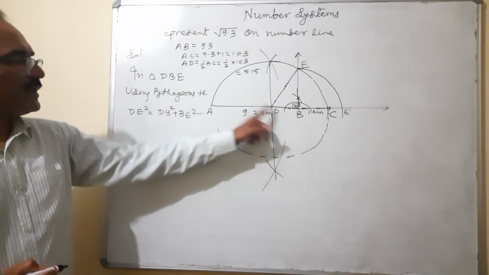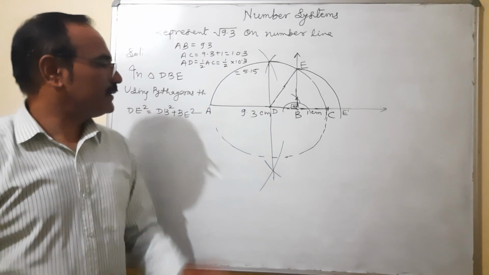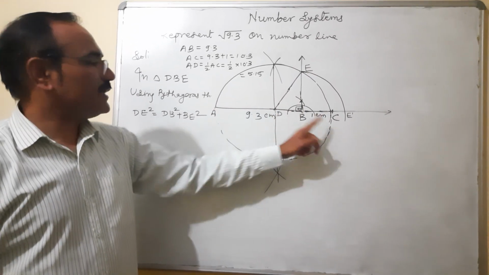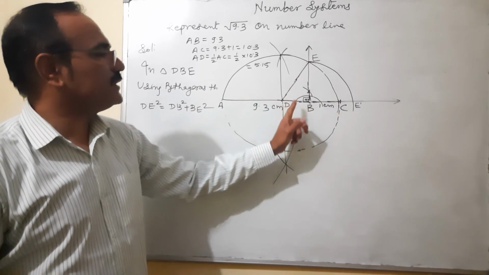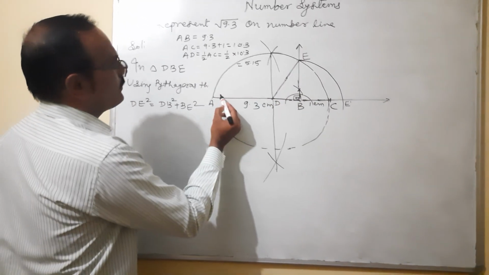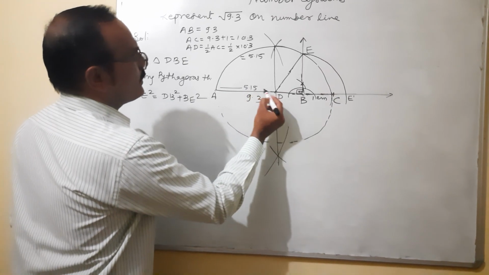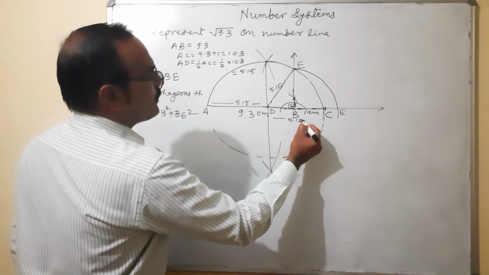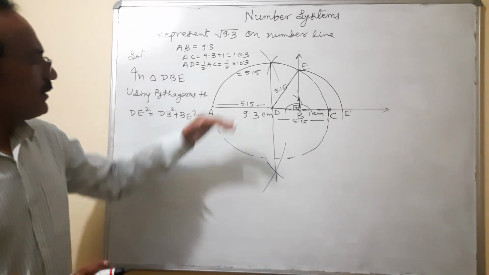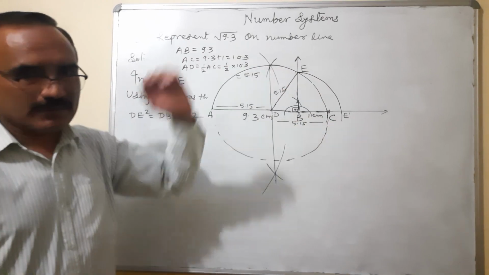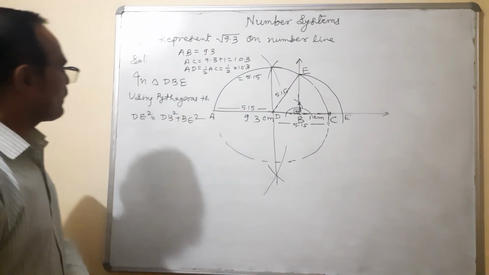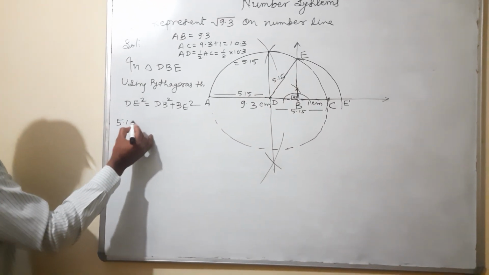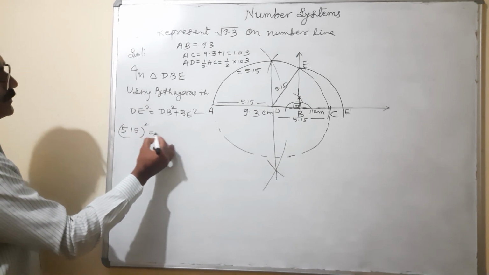D is the center point of this circle. There are 3 radii, DA, DE and DC. And the value DA is equal to DE is equal to DC is equal to 5.15. So that is 5.15, here is also 5.15 and that is also 5.15. Got it? All radii are equal in a circle. The value of DE is equal to 5.15.